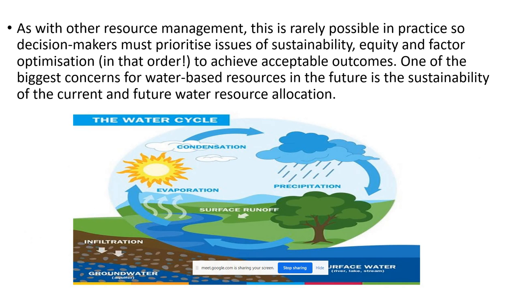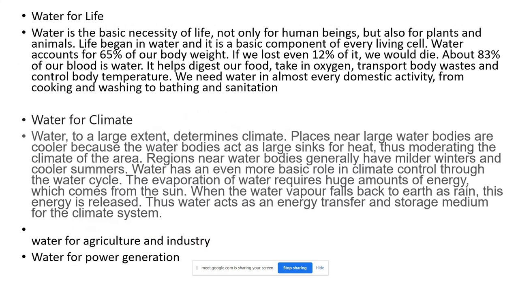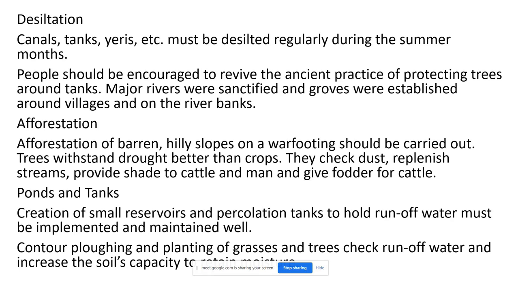Trees withstand drought better than crops. They check dust, replenish streams, provide shade to cattle and man, and give fodder for cattle. Ponds and tanks: creation of small reservoirs and percolation tanks to hold runoff water must be implemented and maintained well. Contour plugging and planting of grass and trees checks runoff waters and increases the soil capacity to retain moisture.